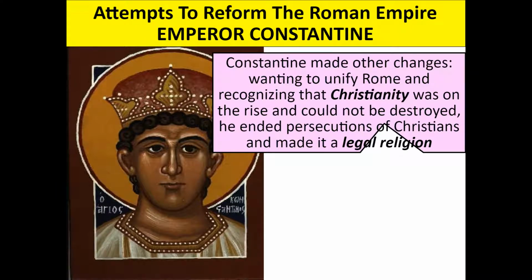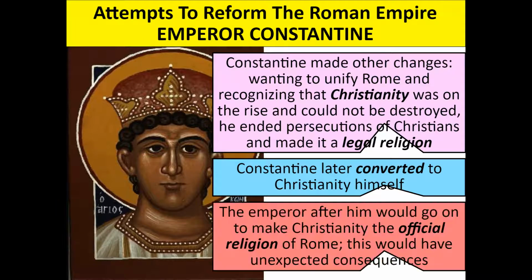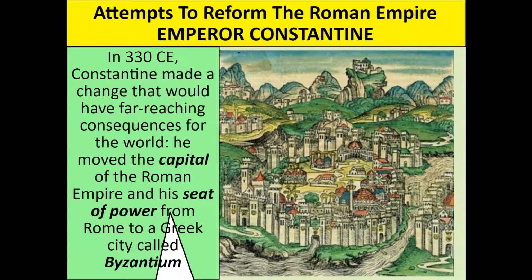He wants to unify Rome, and he recognizes that Christianity is on the rise. It can't be destroyed. So instead of persecuting Christians, as a lot of other emperors have done, he makes it a legal religion of the empire. In fact, he converts to Christianity himself. And the emperor after him will go on to take Christianity and make it the official religion of the Roman Empire. And this is going to have massive, unexpected consequences.